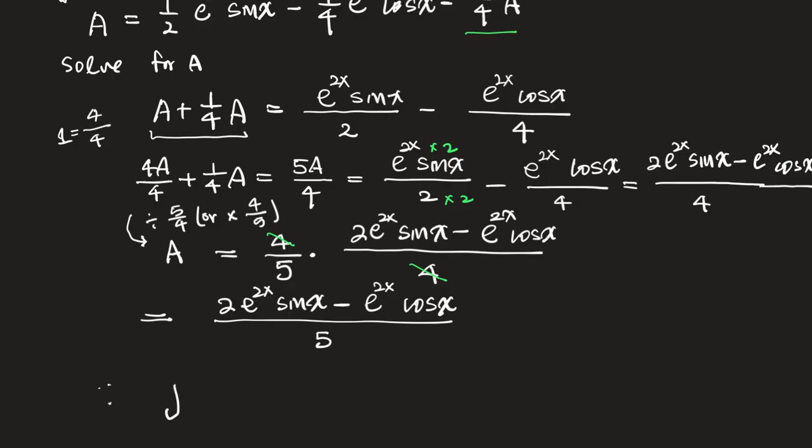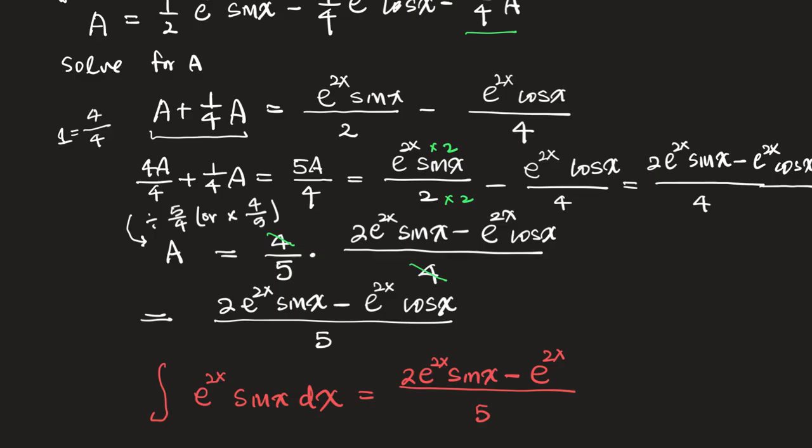Integral e to the 2x sine x dx equals 1/5 times (2e to the 2x sine x minus e to the 2x cosine x) plus c. Don't forget the c. When you do this process, you don't add the c along the way, but you cannot forget the c in the answer, because that's the indefinite integral.